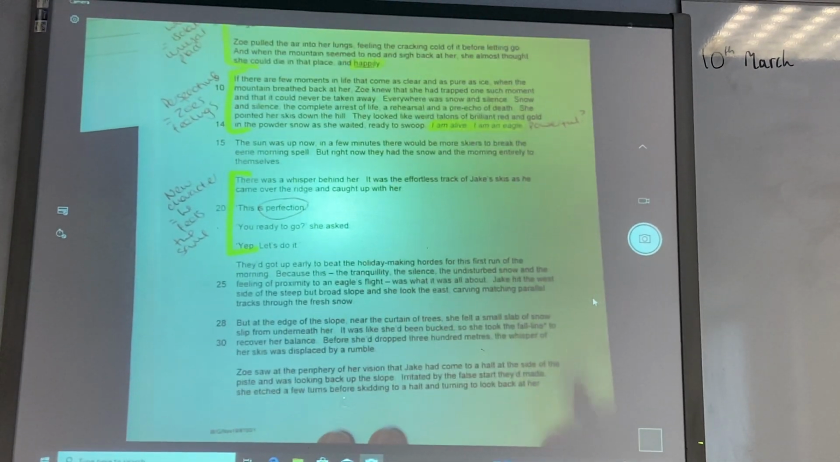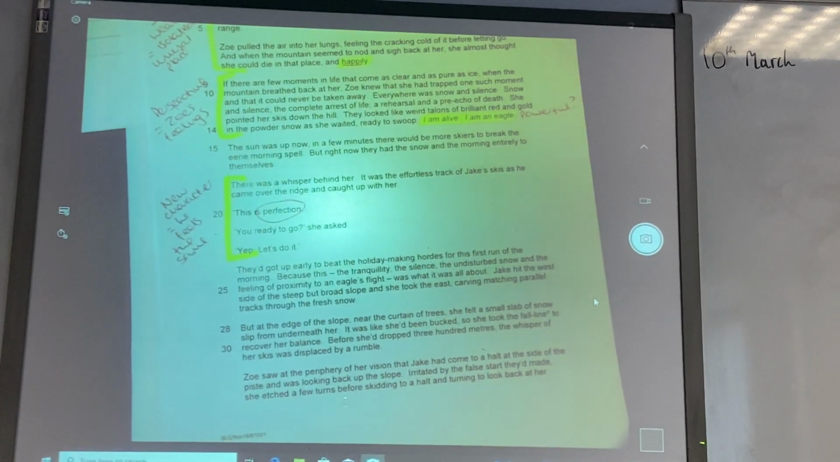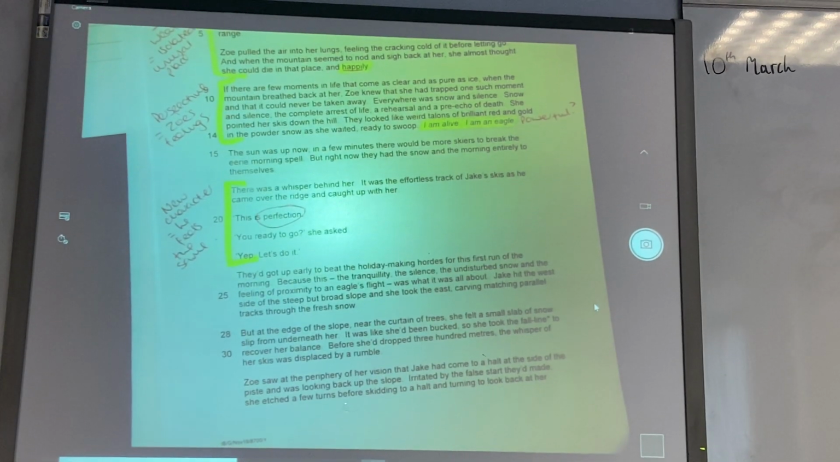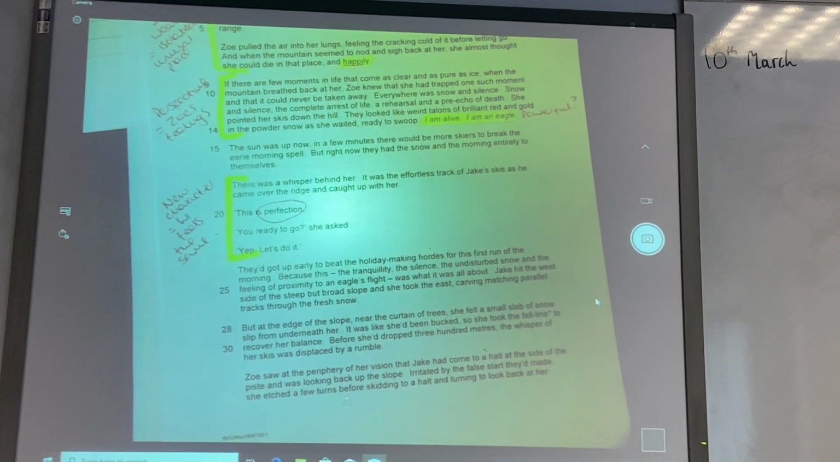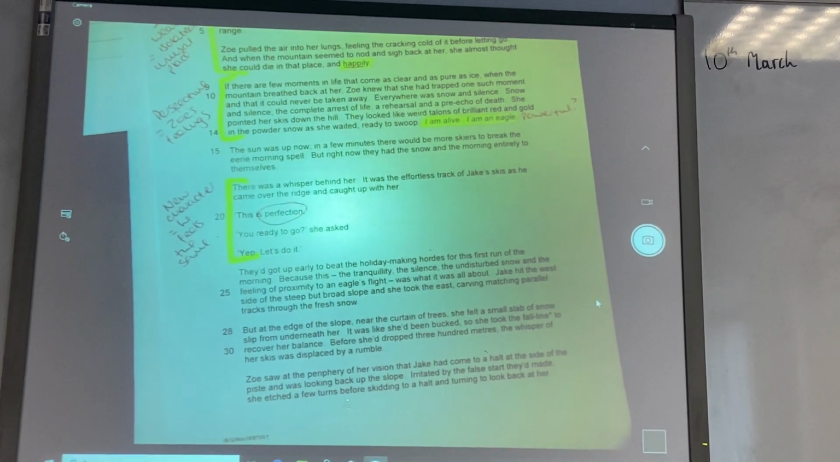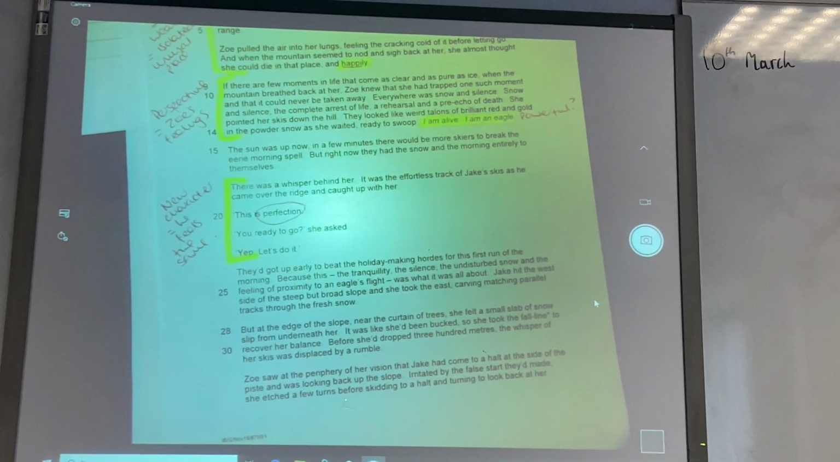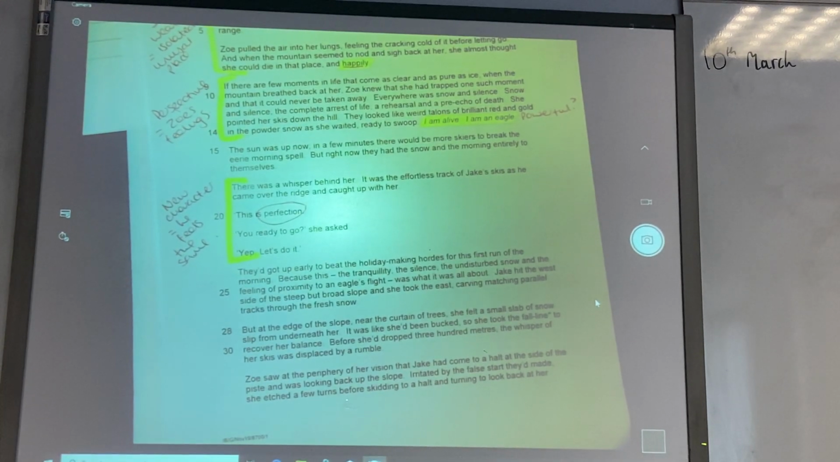They got up early to beat the holiday-making hordes for this first run of the morning. Because this, the tranquility, the silence, the undisturbed snow, and the feeling of proximity to an eagle's flight was what it was all about. Jake hit the west side of the steep but broad slope, and she took the east, carving matching parallel tracks through the fresh snow.